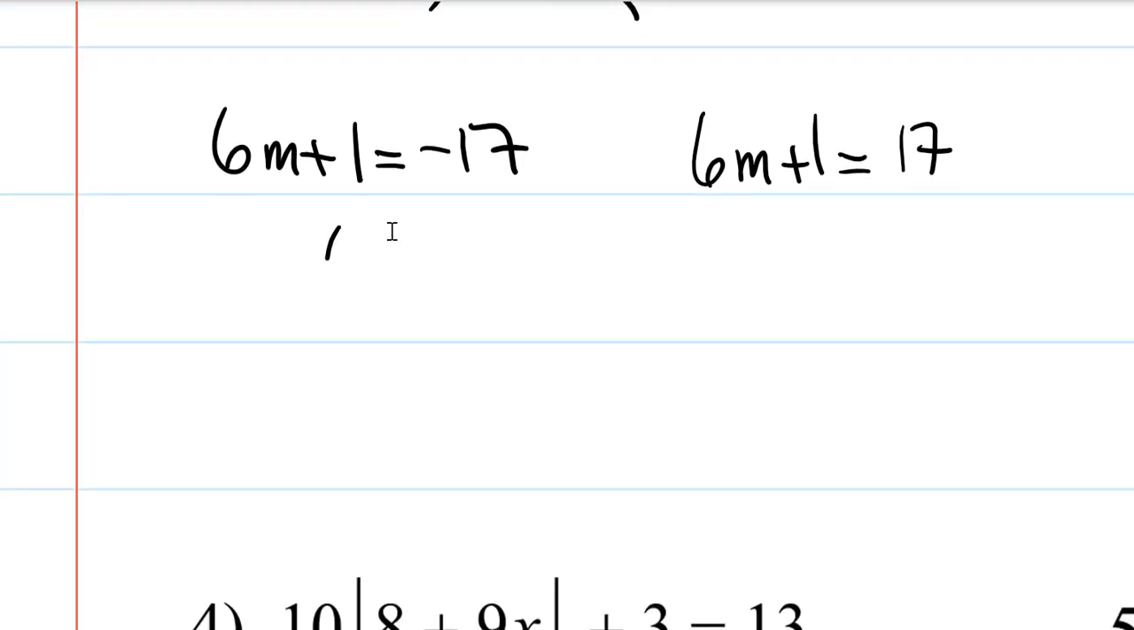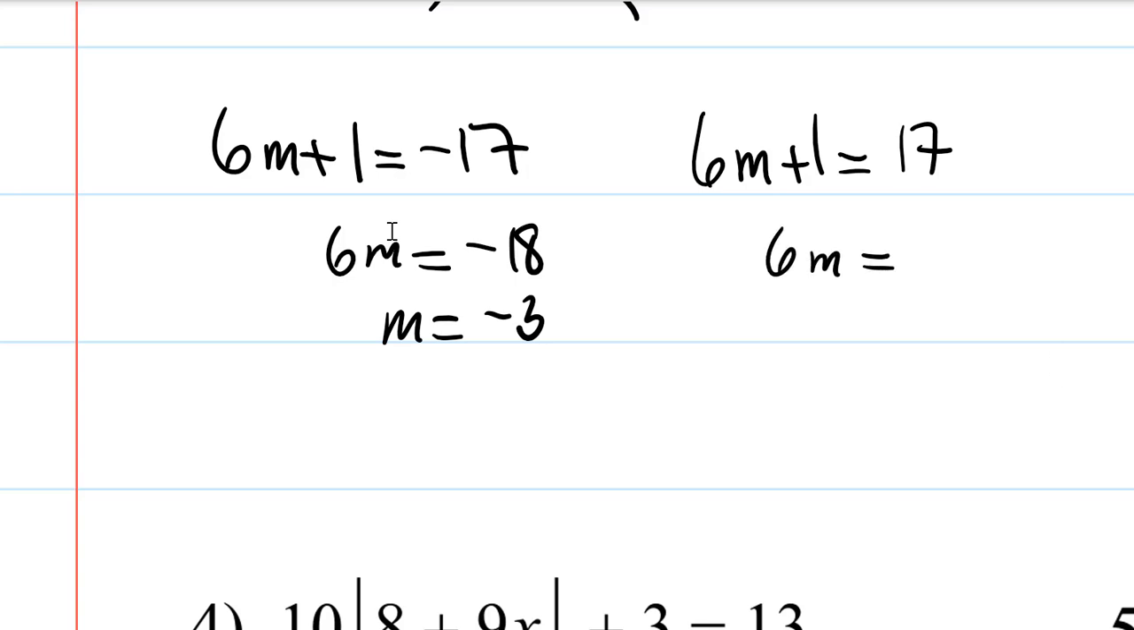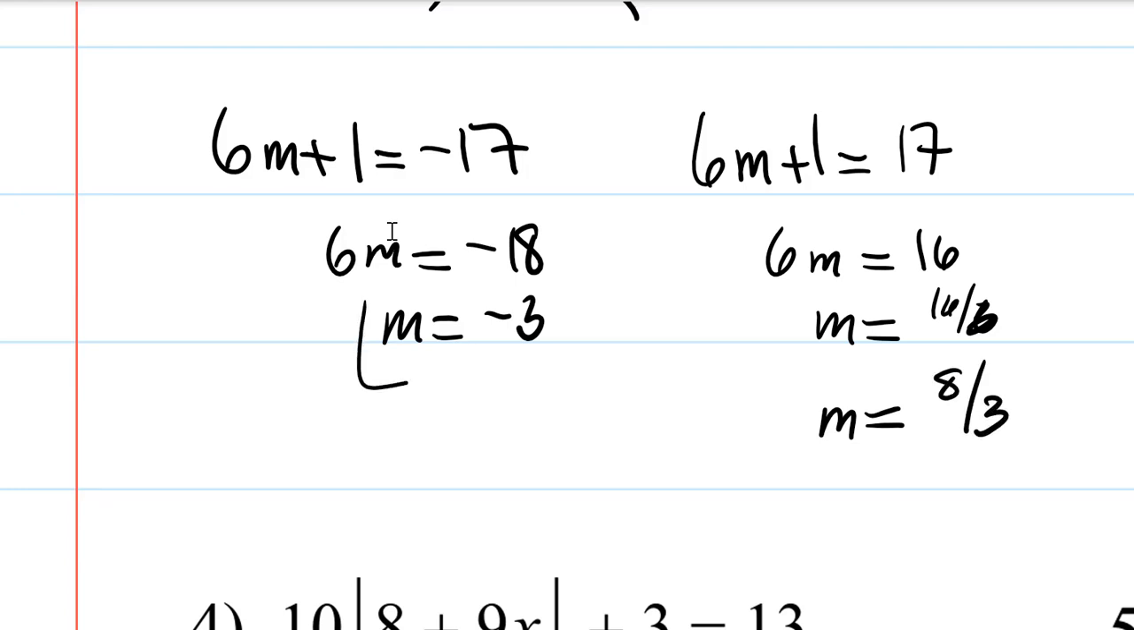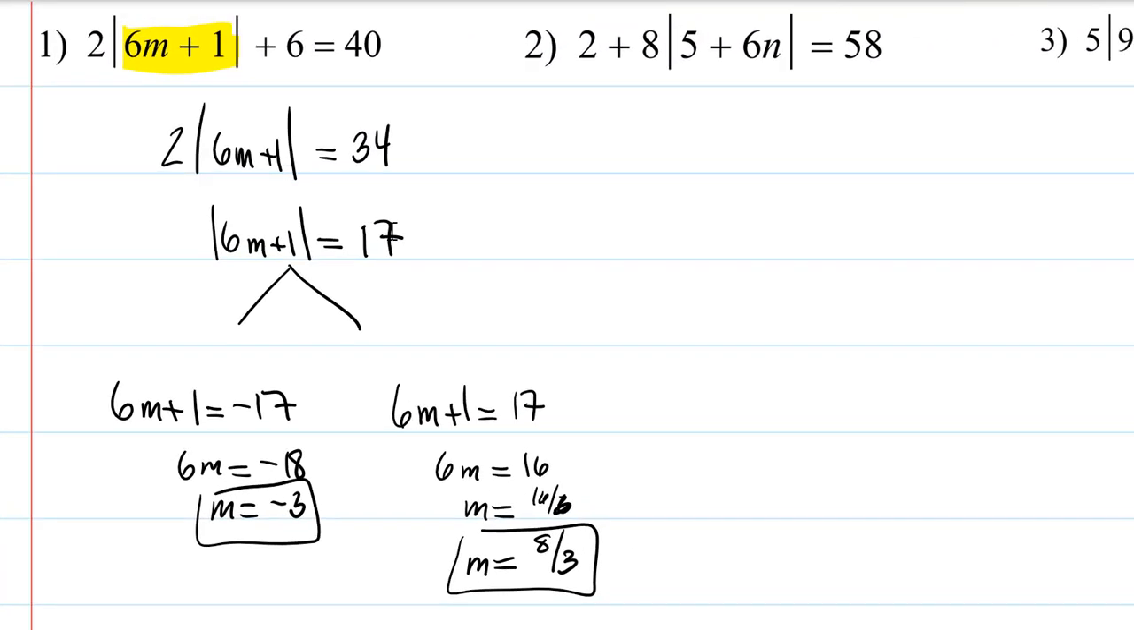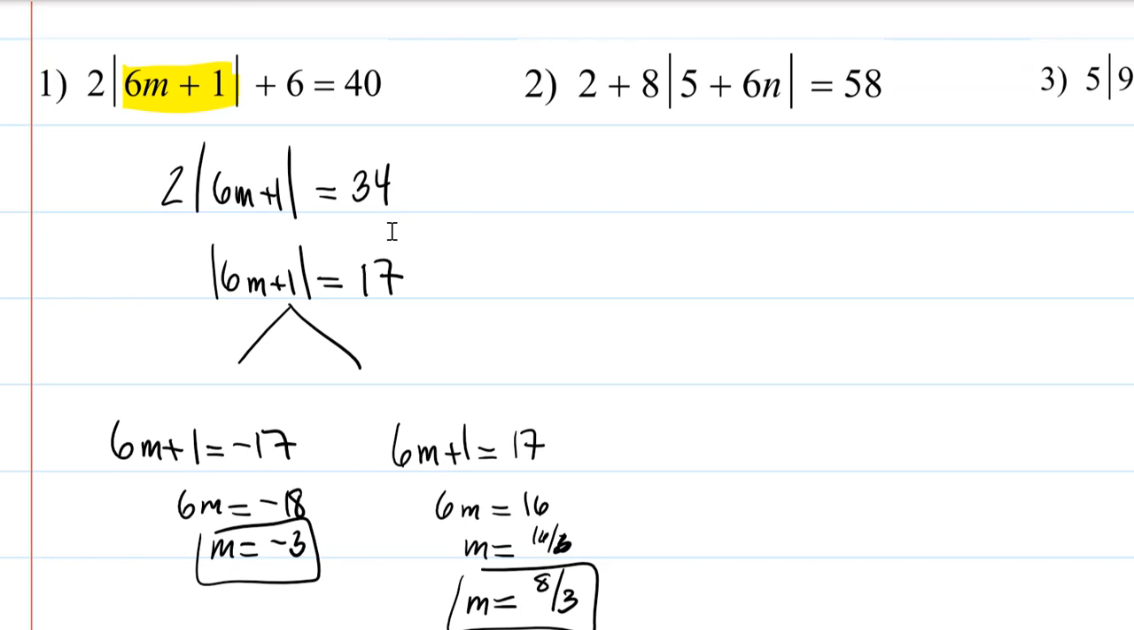So when we do that, we'll get 6m equals negative 18, so then we end up with m equals negative 3. That is one of our answers. And if we take 6m plus 1 equals 17, subtracting 1, we'll get 6m equals 16. And when we solve that, we'll get 16 over 6. But when you reduce that, you'll end up with 8 over 3. So these are our 2 solutions for this particular absolute value problem. Those are the 2 pieces that I get, 2 solutions.